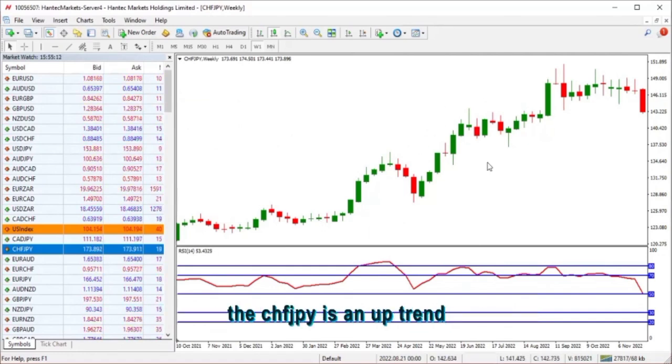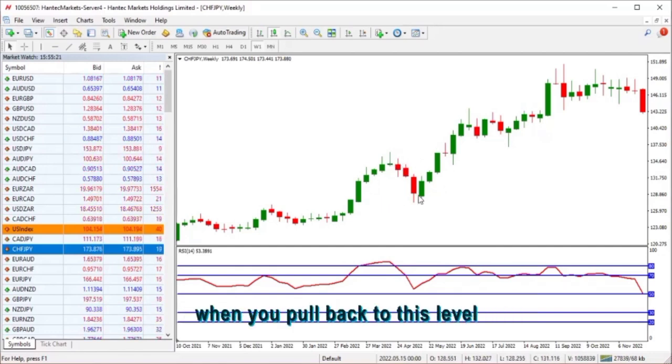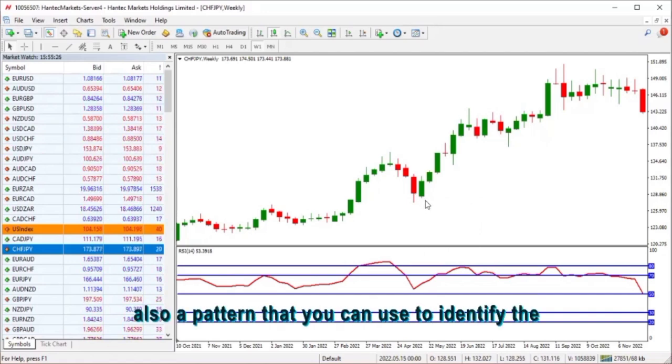The Chef JPY is in an uptrend. It has been in an uptrend for a long time. Now the market bought up to this point and it started pulling back. When it pulled back to this level, we spotted a piercing line. So piercing line is also a pattern that you can use to identify the end of a pullback.